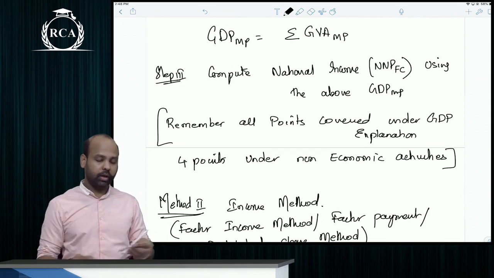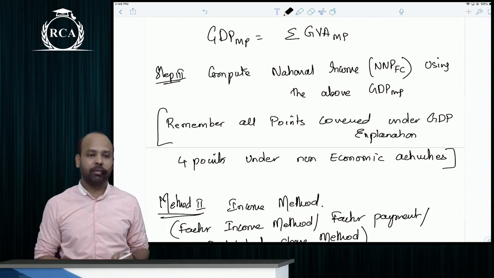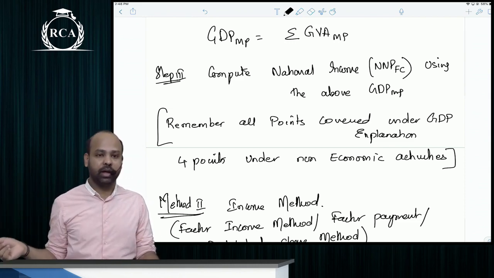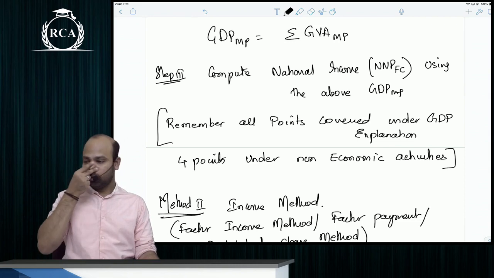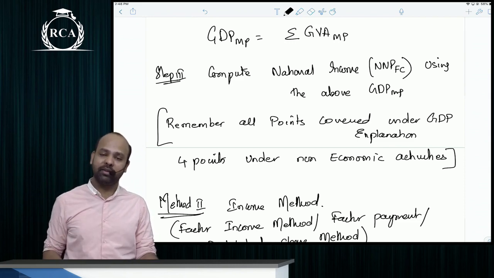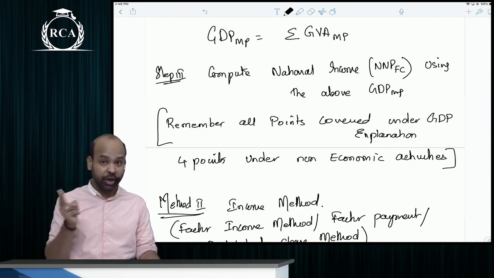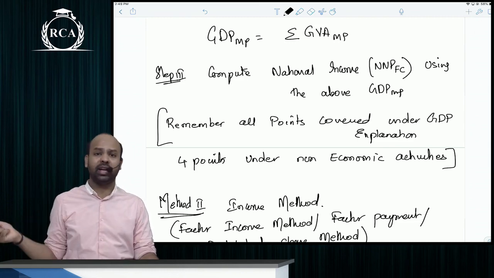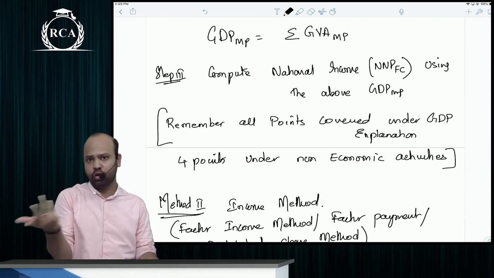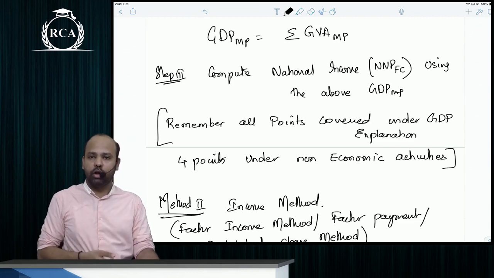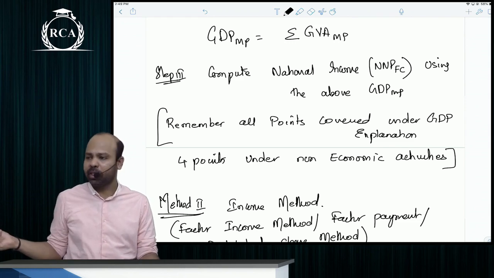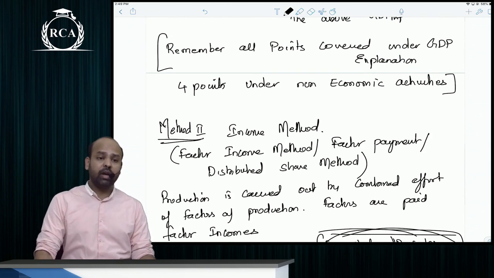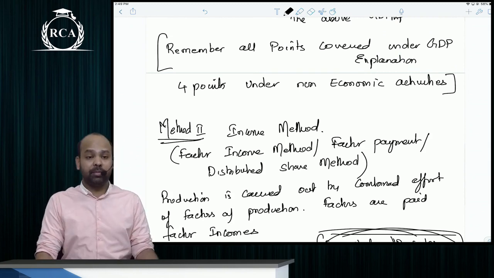Perfect. Once you arrive at gross value added at market price, you know that to compute national income you will have to go to NNP at factor cost. So this is gross domestic product at market prices. If you add net factor income, you are moving to national product. If you remove depreciation, you are moving to net. If you remove net indirect taxes, you are moving to factor cost. So you add net factor income from abroad, you deduct depreciation, and then you deduct net indirect taxes. You arrive at NNP at factor cost. Here you'll have to remember all the points that I told you under GDP at market prices computation.